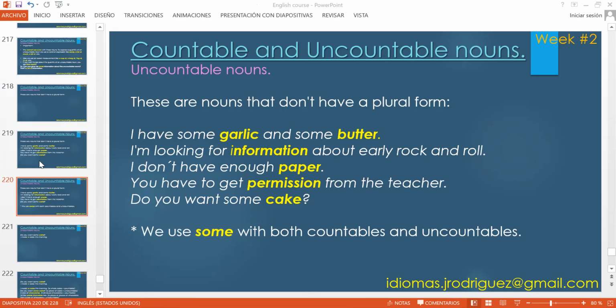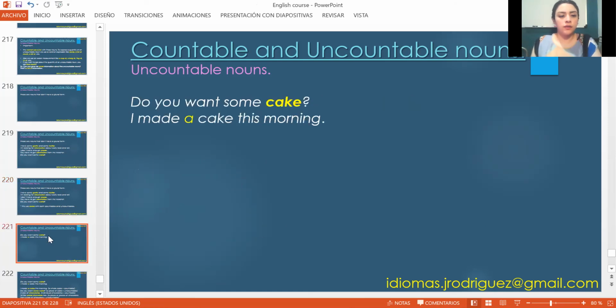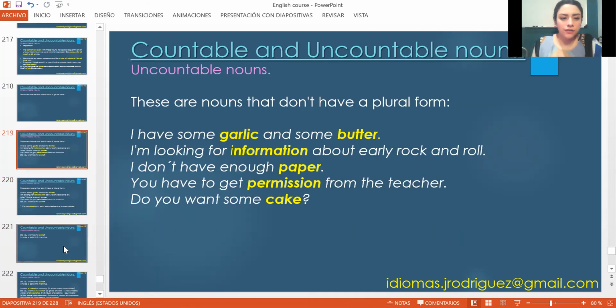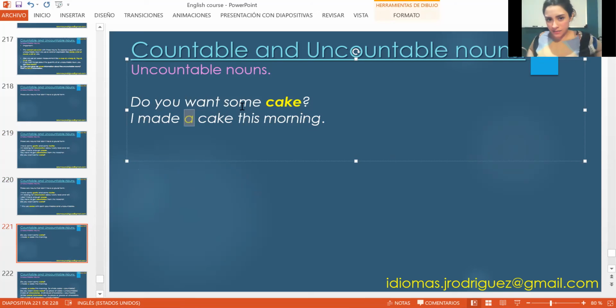Okay, time. So let's continue with our today's topic. Now, I have here this sentence here. Do you want some cake? Well, I'm gonna retake the sentence. Do you want some cake? Here, cake, it is uncountable. But here, I'm using a. I made a cake this morning. Yo hice un pastel esta mañana.